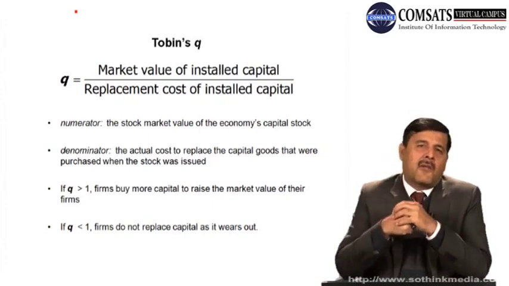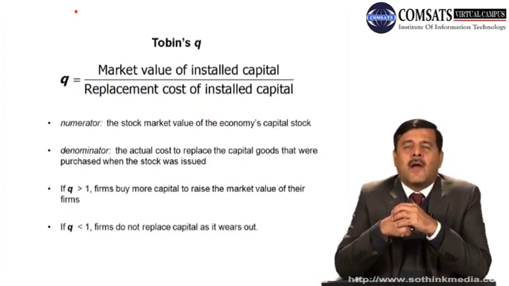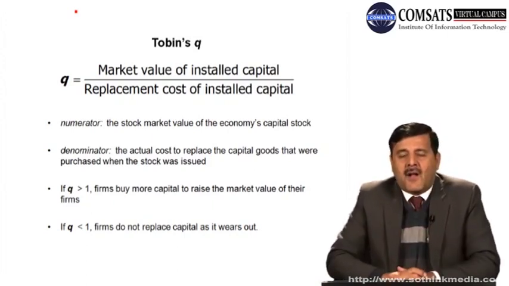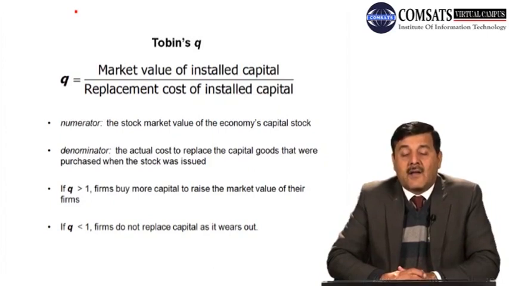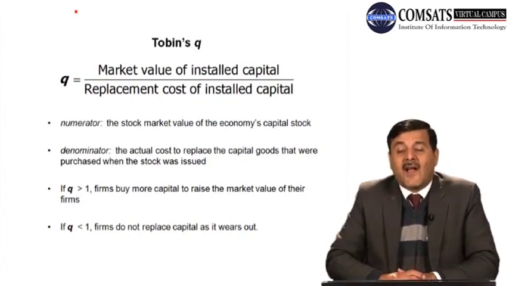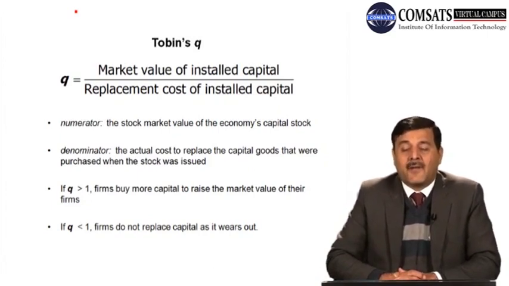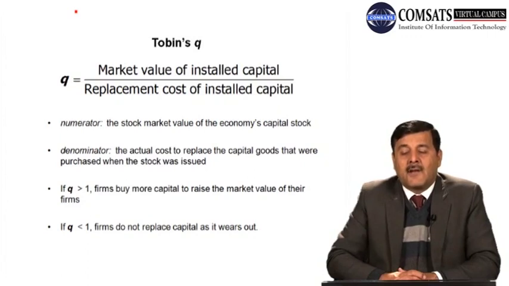However much capital is available in an economy, we find its stock market value, and then divide it by the actual cost to replace the capital, the replacement cost of installed capital: how much capital is needed to replace the existing capital goods that were purchased when stock was issued, right? So that is in the denominator.